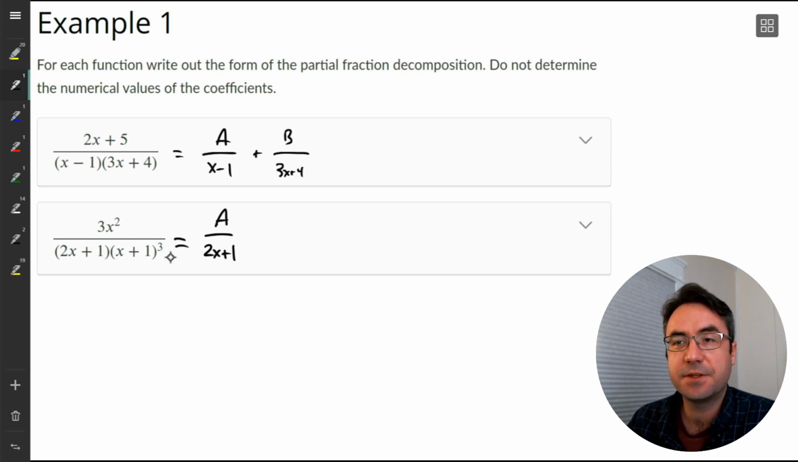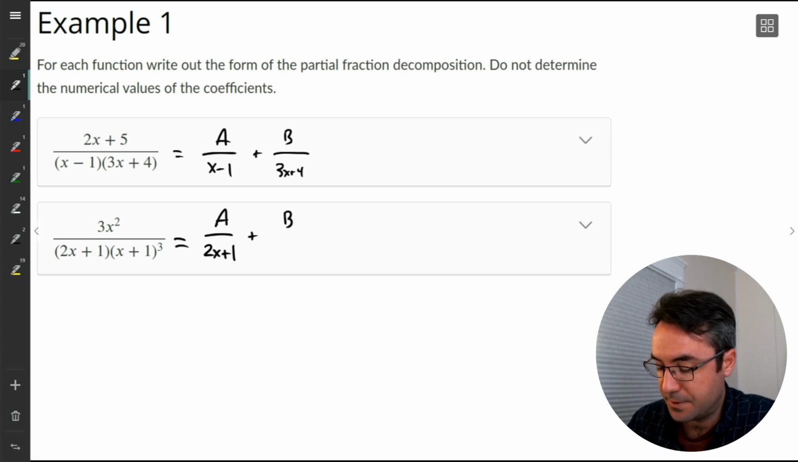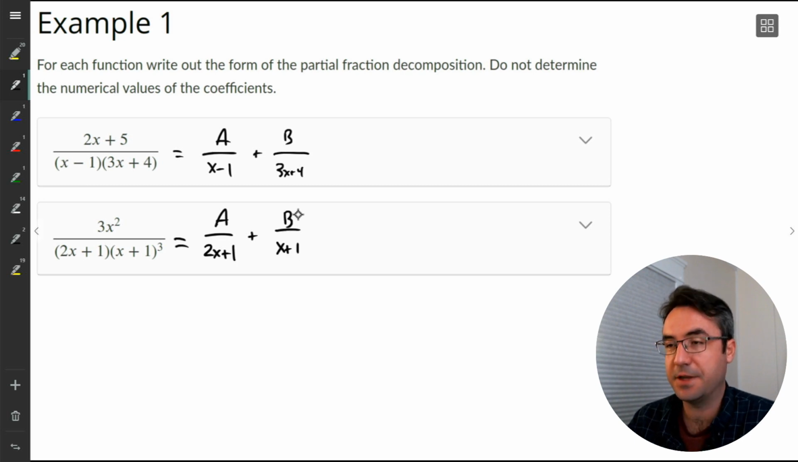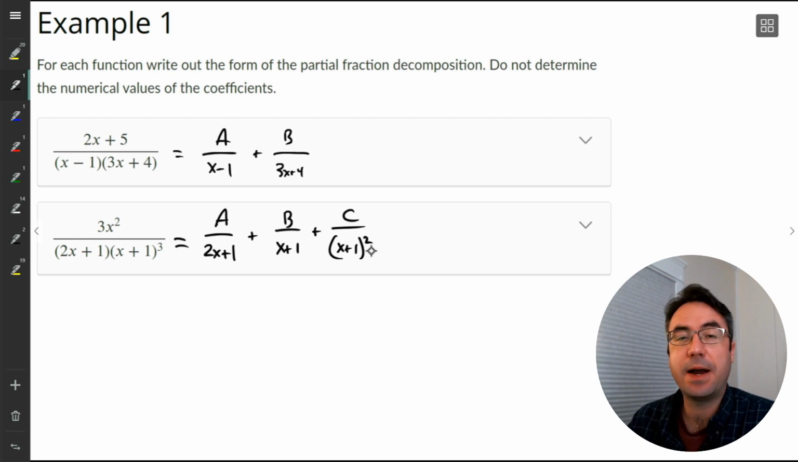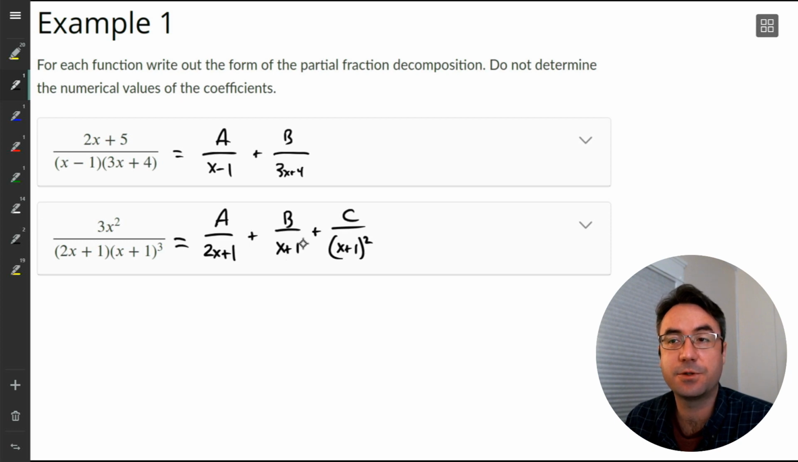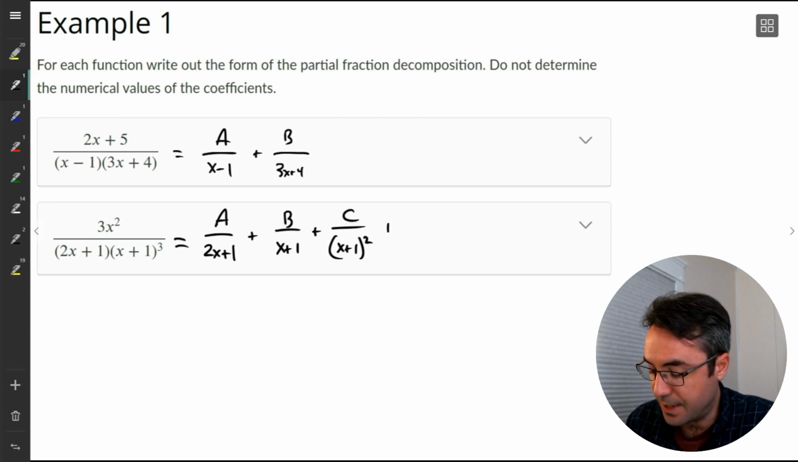And now this linear term happens 3 times, so there's going to be 3 separate fractions devoted to this linear term. And let's see how this is going to work. So let's do the first one. It's going to start off as b over x plus 1. Then we're going to have a second one, and we're going to increase the power on our denominator by 1. So in the first one, we have x plus 1. In this one, we have x plus 1 squared. And then we just do it again.